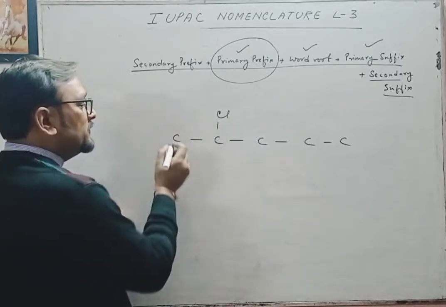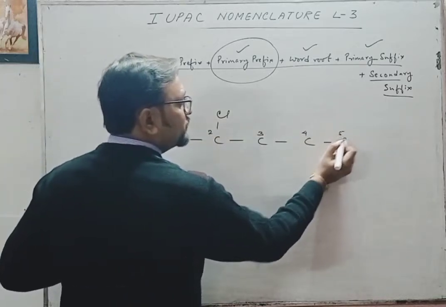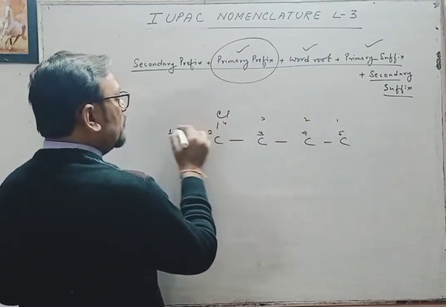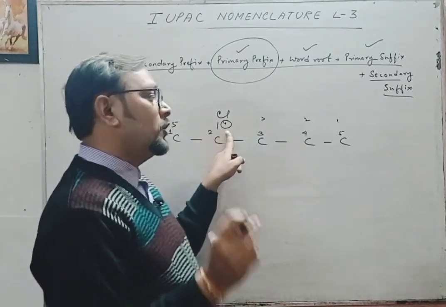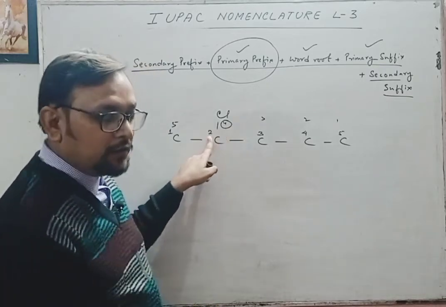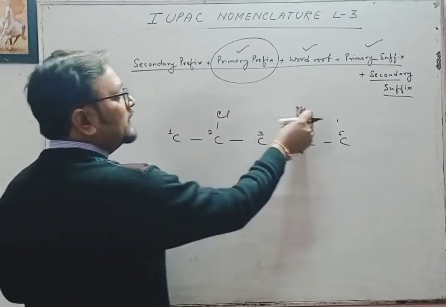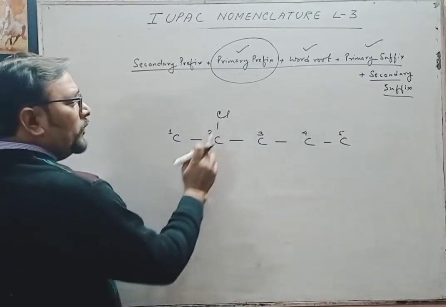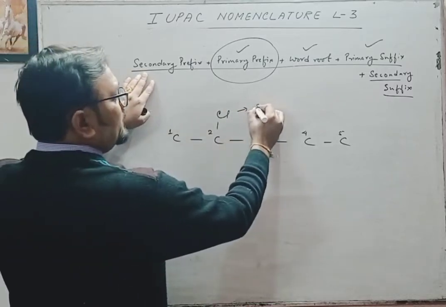So the minimum summation rule says you have to give the minimum number: 1, 2, 3, 4, 5. If I start numbering from this side, 1, 2, 3, 4, 5, you see the substituent, that is the locant, is coming 4, which I cannot take. You have to always go for the minimum value. You cannot go for the maximum value. Maximum value we will avoid. So I am erasing this part. So what will be the name? Finally, you see, what is the name of this substituent? Yes, for this substituent I will use the secondary prefix. So what is the secondary prefix?